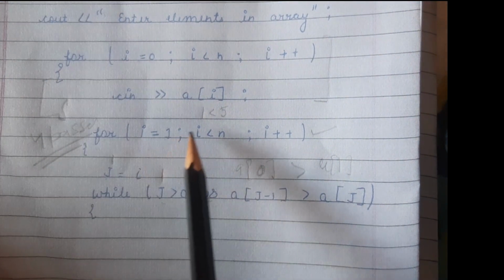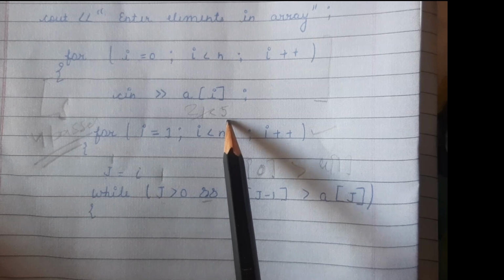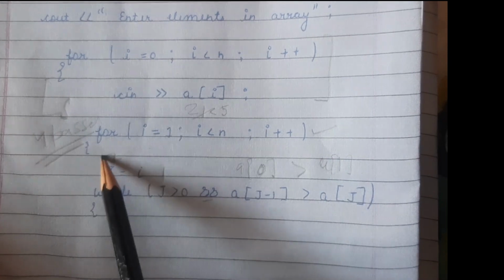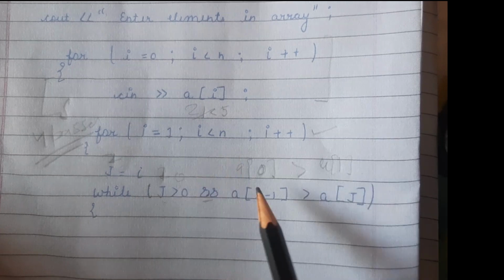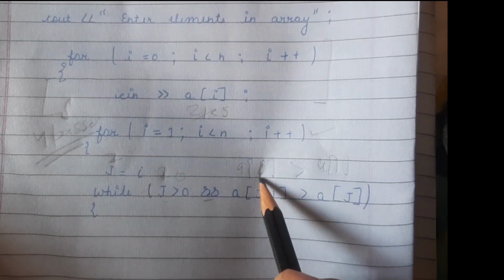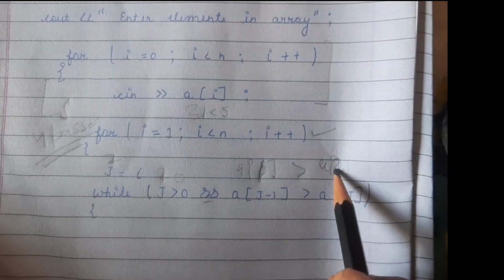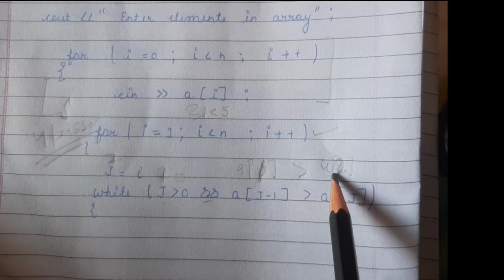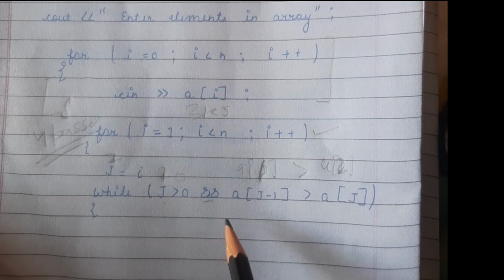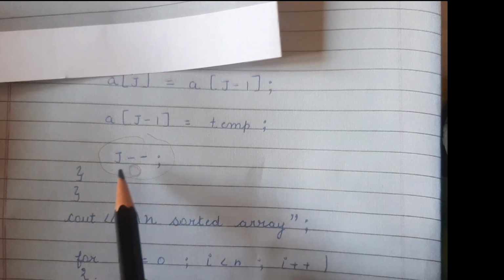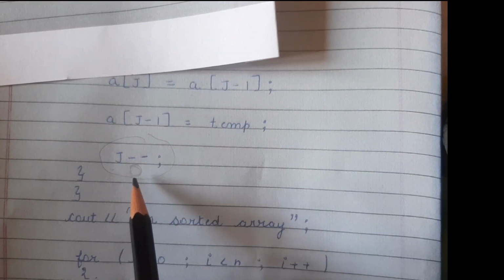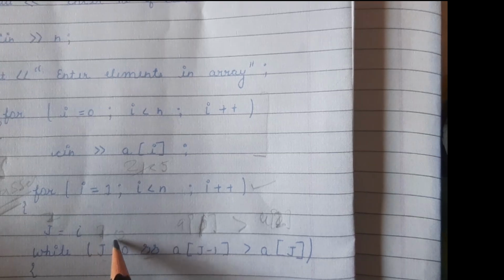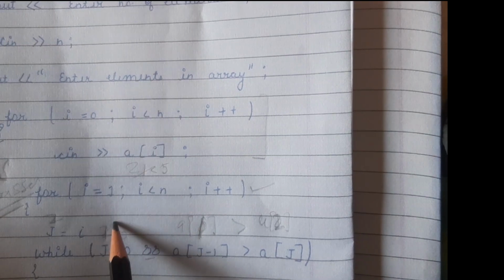I is incremented. When I is incremented, now 2 less than 5, condition true. Now j becomes 2. Now 2 greater than 0, condition true. Now a of 2 minus 1 means 1. A of 1 is compared with a of 2. So if a of 1 is greater than a of 2, then the elements are swapped. And after performing the swap, in the last statement j is decremented. When j is decremented, j becomes 1, and 1 greater than 0, again the condition is true.